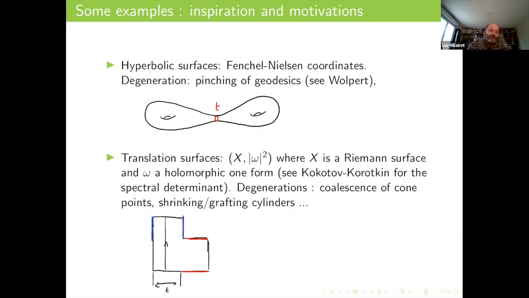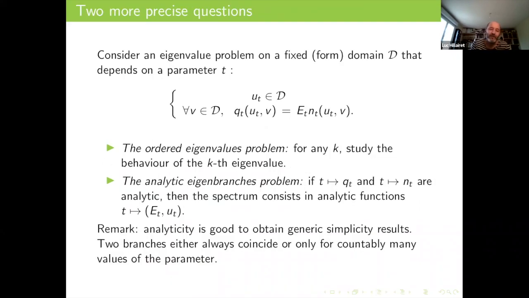And actually this surface is a genus 2 surface with one cone point. So the question I was asking is very general, and I want to be slightly more precise in this slide.